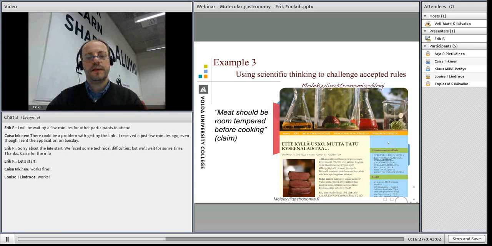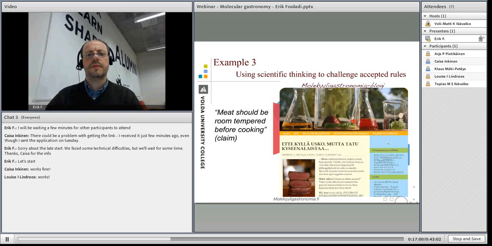And usually, quite often, they start with a claim, something that someone is sort of claiming about food. In this case, the claim was meat should be room tempered before cooking. Like if you are making a steak, you should take the meat out of the freezer or out of the fridge and leave it on the counter to be room tempered before you fry it in the skillet.